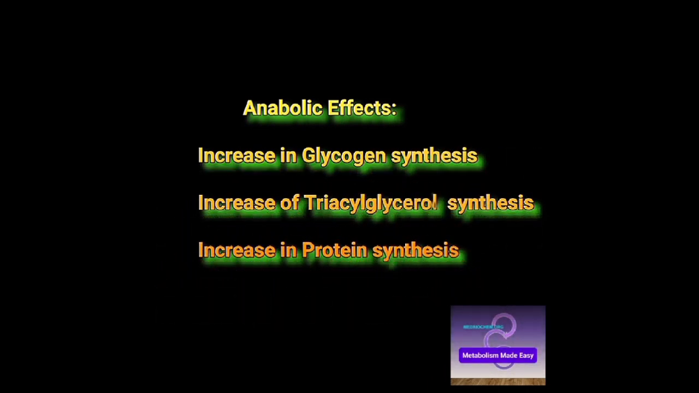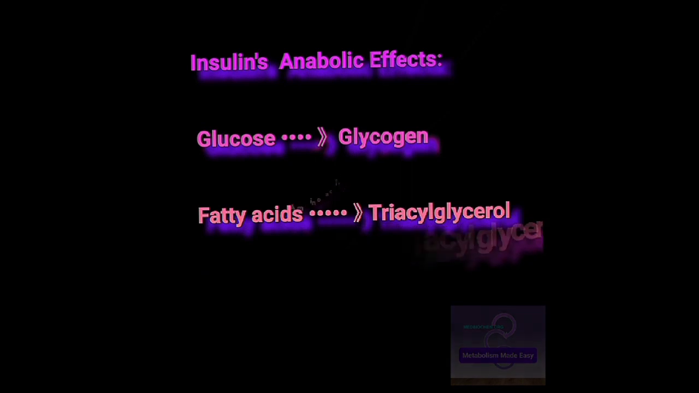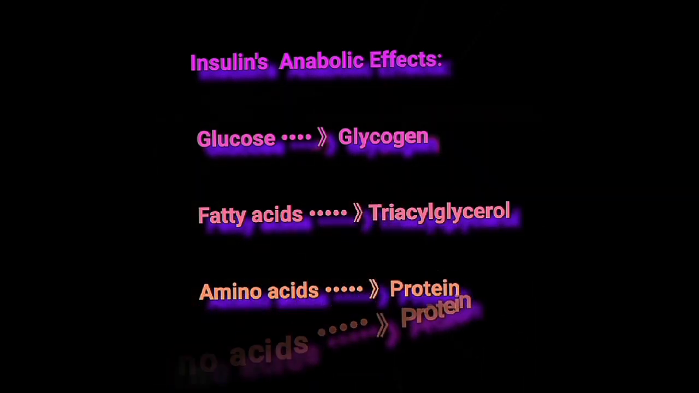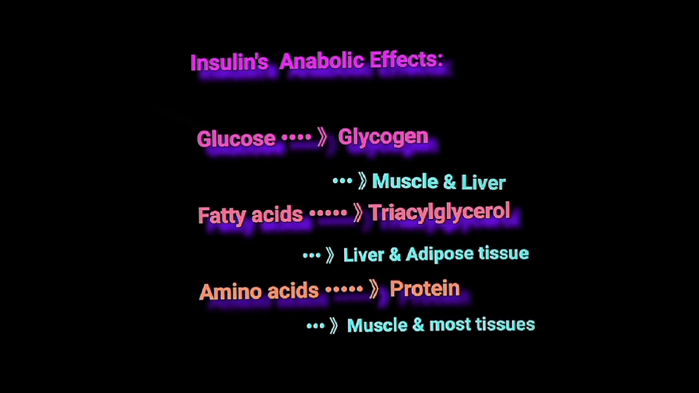proteins from amino acids. In general, insulin will promote the synthesis of glycogen from glucose, the synthesis of triacylglycerol from fatty acids, and the synthesis of proteins from amino acids.